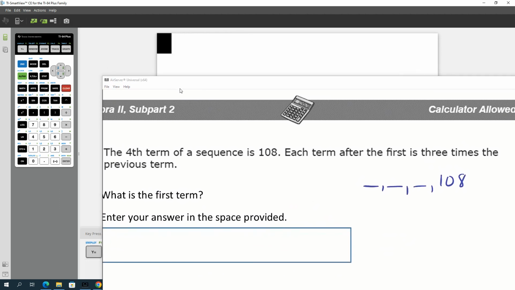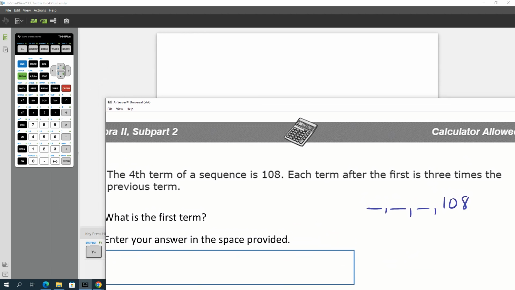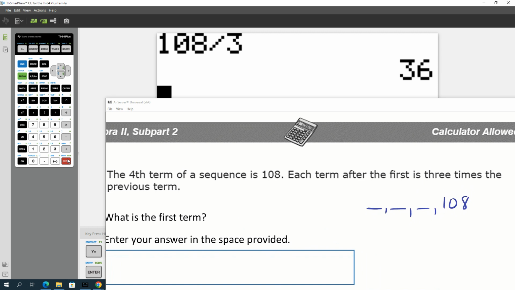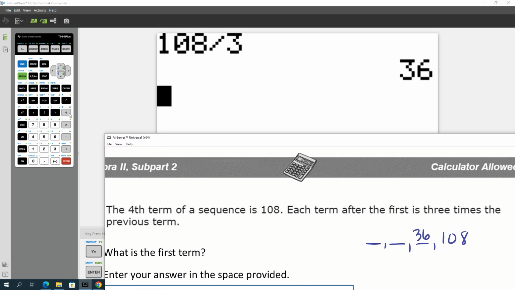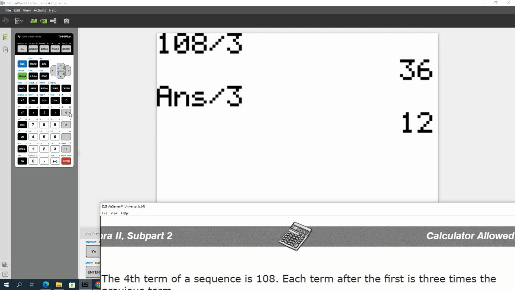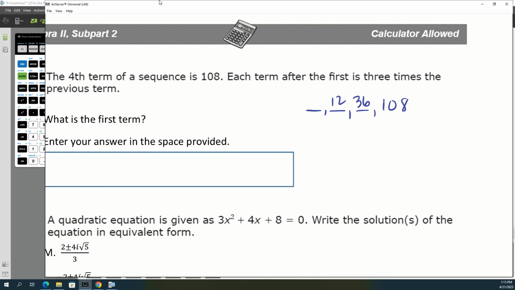Now, there are formulas we could use to do this, but I'm just going to think logically, think backwards. So if we have 108 and we want to find the previous term, instead of multiplying by 3, we're going to divide by 3. So that's 36. All right, and then we'll divide by 3 again. And that's 12. And then we'll divide by 3 one more time, and that should give us the first term, which is 4.